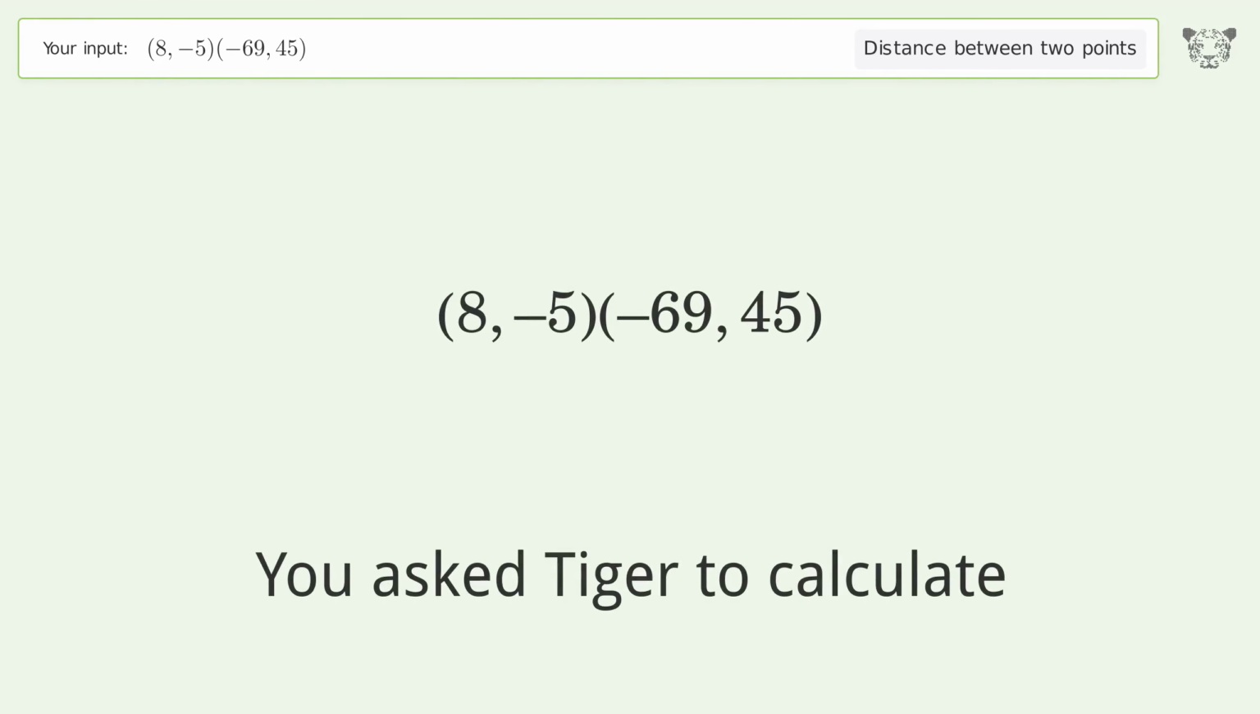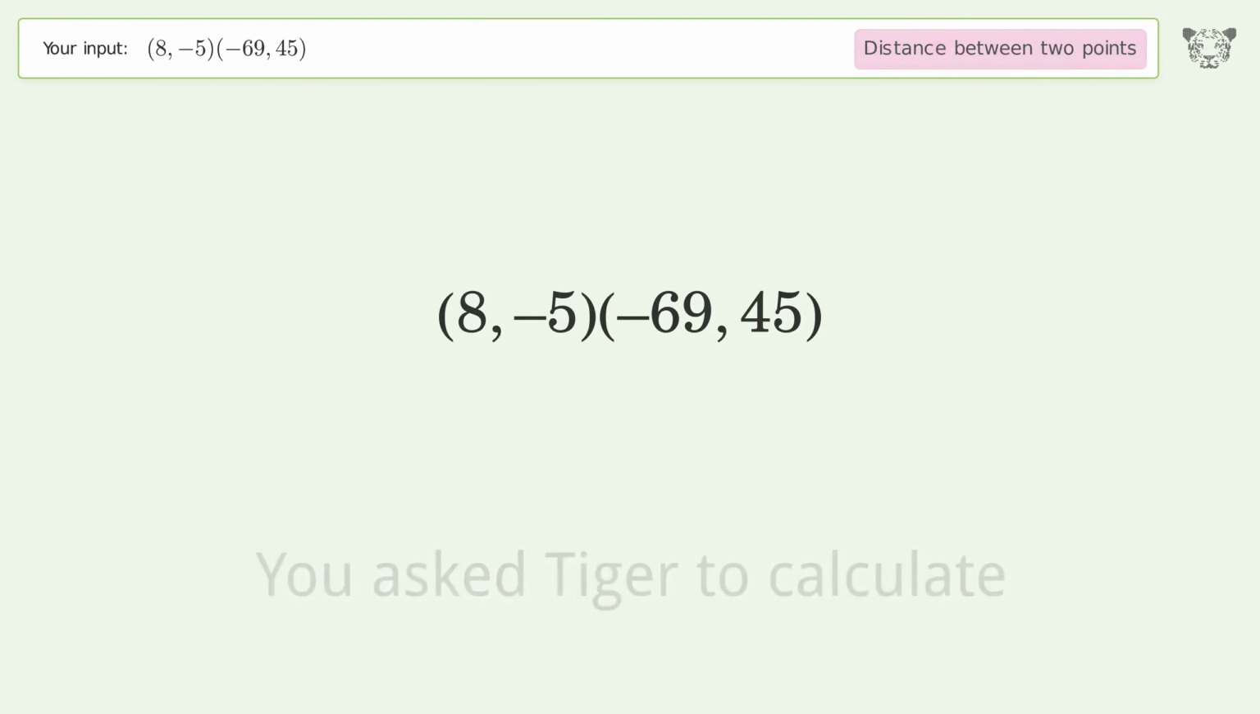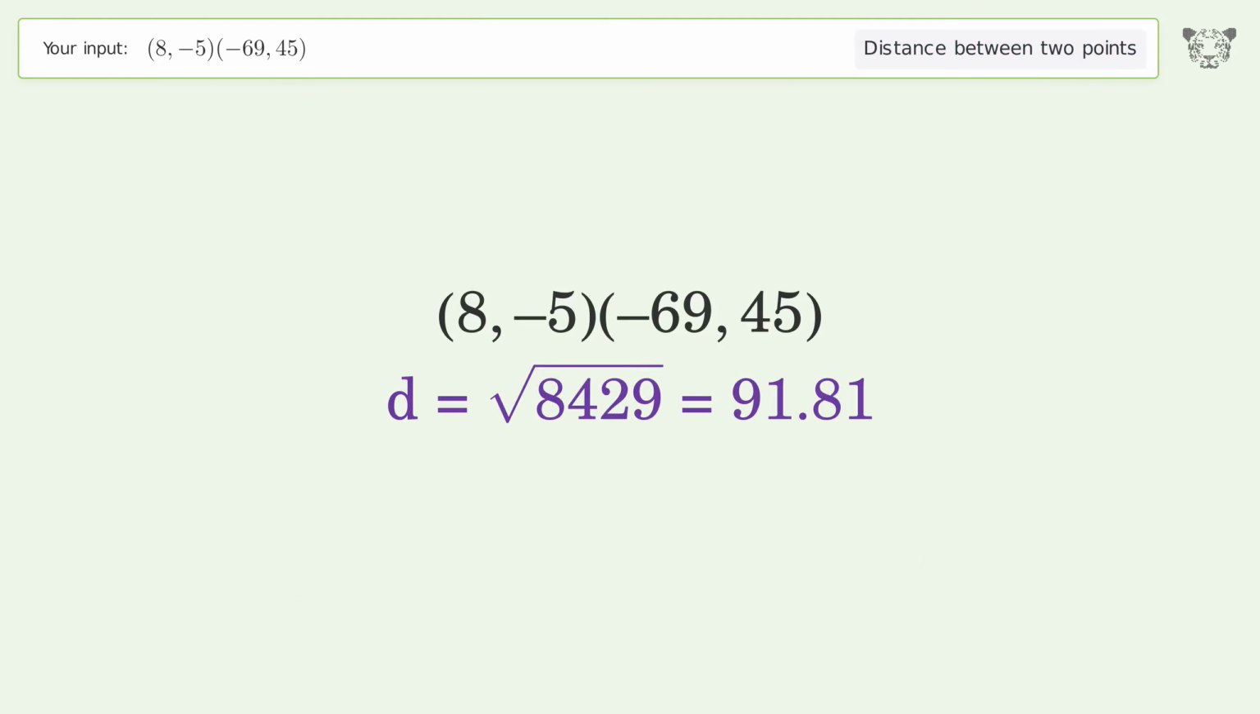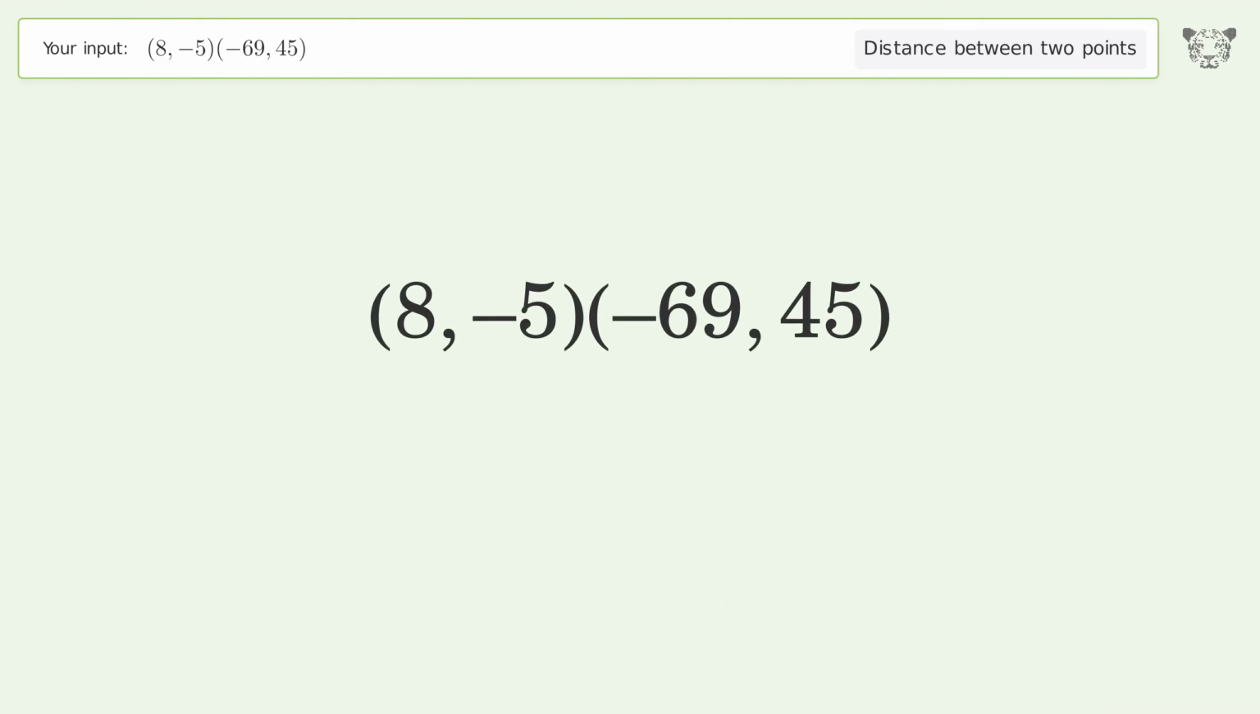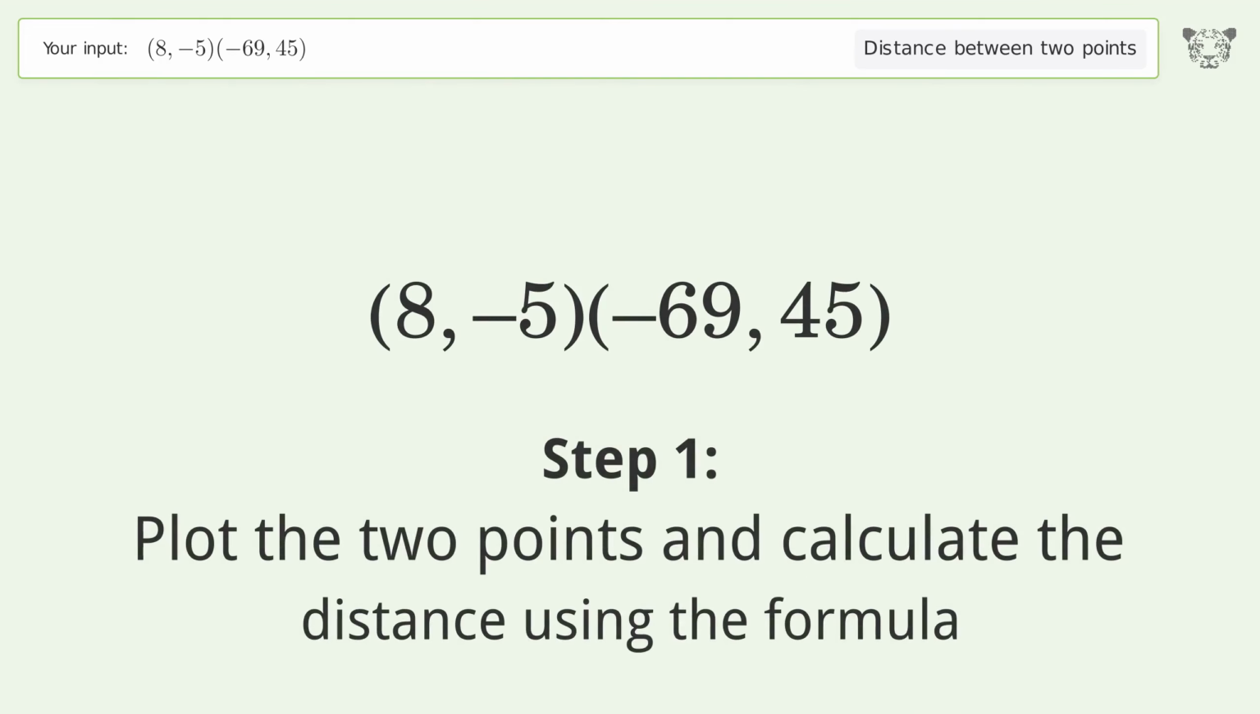You ask Tiger to calculate. This deals with the distance between 2 points. The distance between the 2 points is the square root of 8,429 or 91.81. Let's solve it step by step. Plot the 2 points and calculate the distance using the formula.